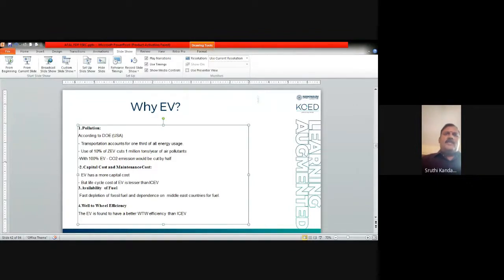On capital cost and maintenance cost, EV has more capital cost. Yes, the cost of EV vehicles, a two-wheeler is almost 1 lakh 10,000. The cars are very high cost, but the life cycle cost of an electric vehicle is very much less compared to IC engine based vehicles.